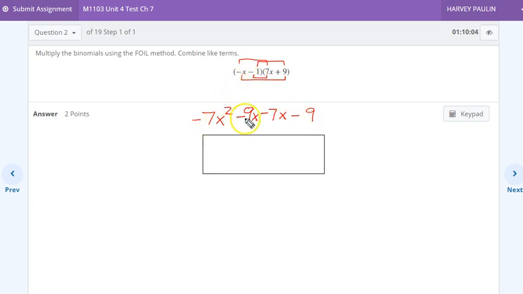So notice our middle terms now are like terms, so we have to group those together. So a negative 7x squared, add these together, a negative 16x and a negative 9.